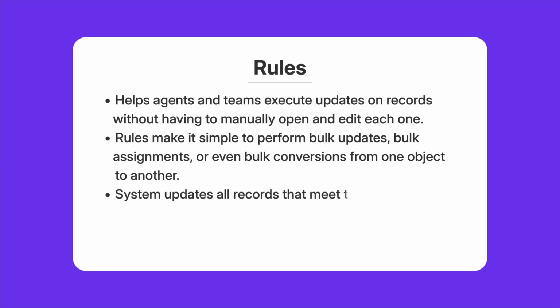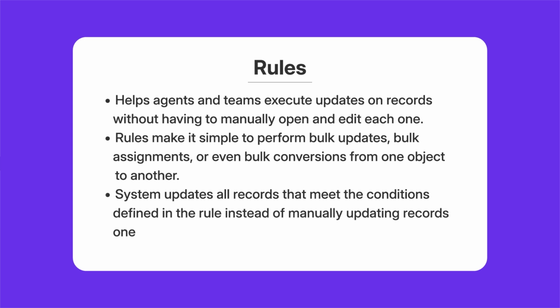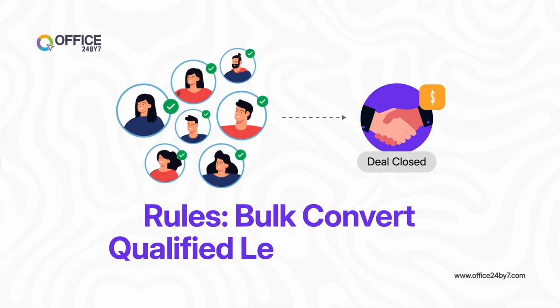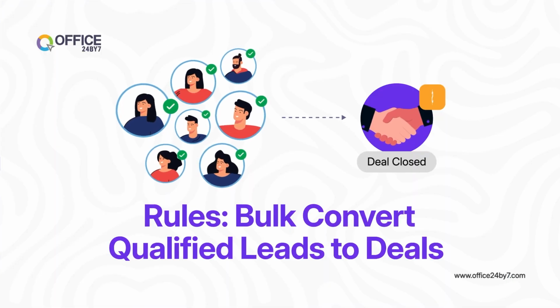Instead of updating records one by one, users can configure a rule and execute it, and the system will automatically update all records that meet the conditions defined in the rule. We have already covered how to create a new rule, how to give it a name, add a description, select the module and object, and configure its nodes in a previous video. If you haven't watched that yet, you can click the link above or check the description below.